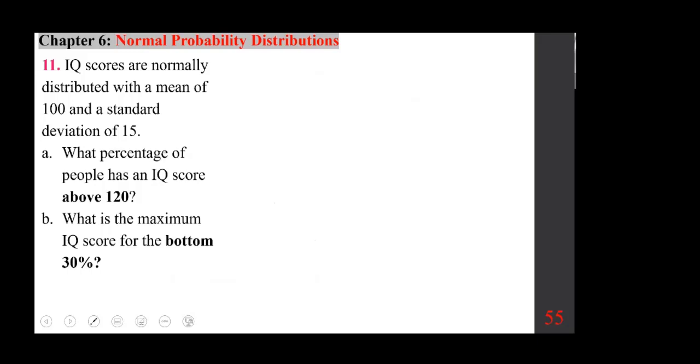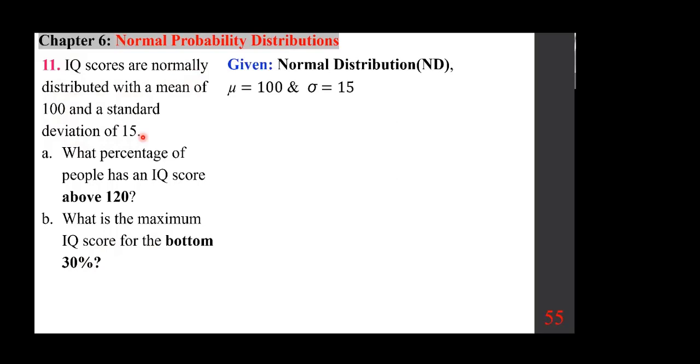IQ scores are normally distributed with a mean of 100 and a standard deviation of 15. What percentage of people has an IQ score above 120? What is the maximum IQ score for the bottom 30%? So first and foremost, as we read what is given: ND, normally distributed, mu, sigma. So the very first thing is treat this as a word problem, application problem, write the given so you understand what you're doing. In part A, we want the probability of X larger than 120.